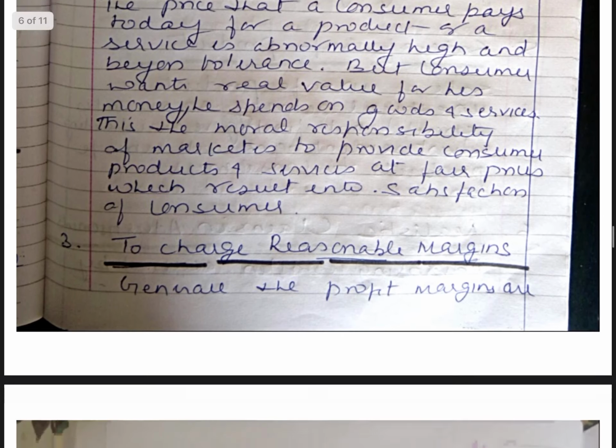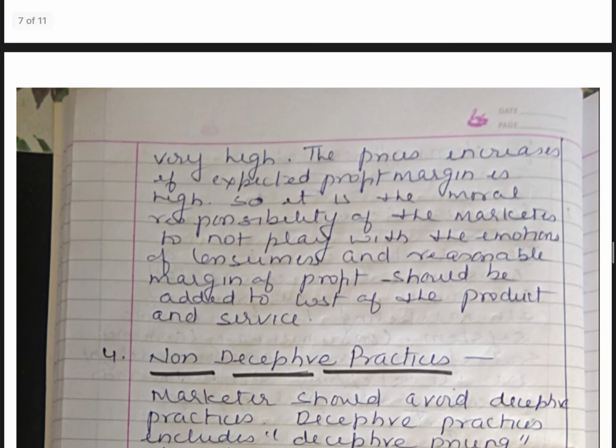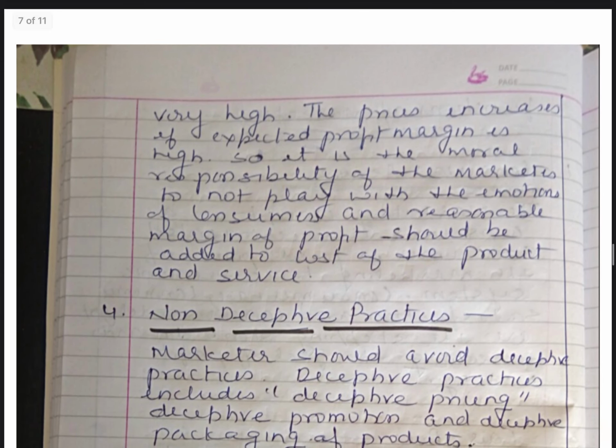Third is to charge reasonable margins. Generally the profit margins are very high. The price increases if the expected profit margin is high. So it is the moral responsibility of the marketers not to play with the emotions of consumers and to charge a reasonable margin of profit. Reasonable prices and a reasonable expected margin should be added to the cost of the product and services.